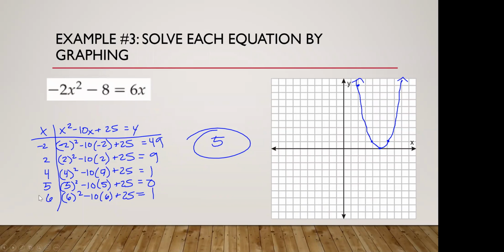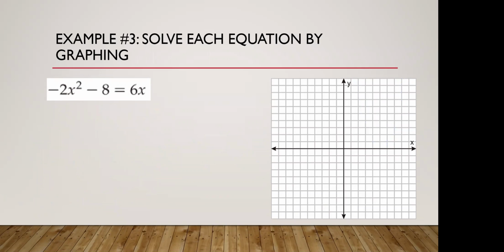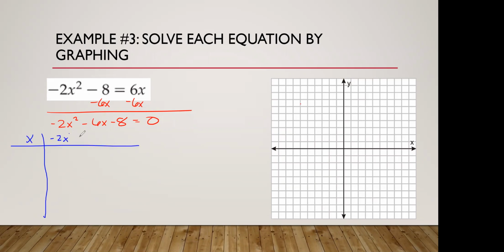All right, and we're going to look at one more. Clear this. Okay. So this one is negative 2x squared minus 8 equals 6x. So again, I'm going to write this in standard form. I'm going to subtract 6x from both sides. Negative 2x squared minus 6x minus 8 equals 0. So I'm going to plug in some values here for x and then solve for y. Negative 2x squared minus 6x minus 8 equals y.